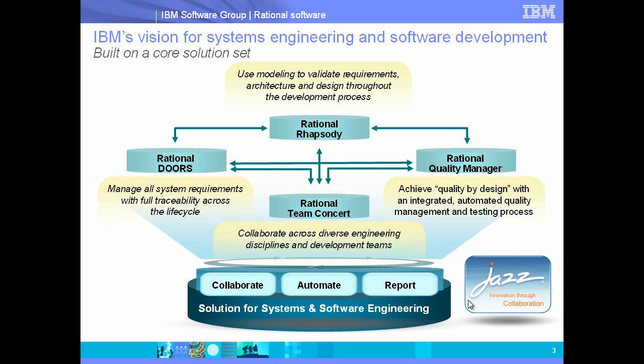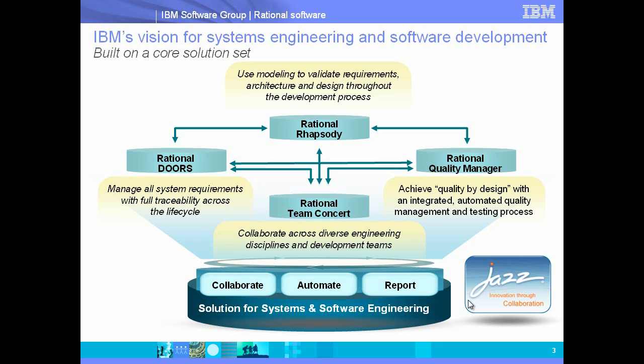Rational Doors, for managing all the system requirements with full traceability across the product lifecycle. Rational Rhapsody, which employs modeling to validate requirements, architecture, and design throughout the development process. Rational Quality Manager, which achieves quality by design with an integrated, automated quality management and testing process.